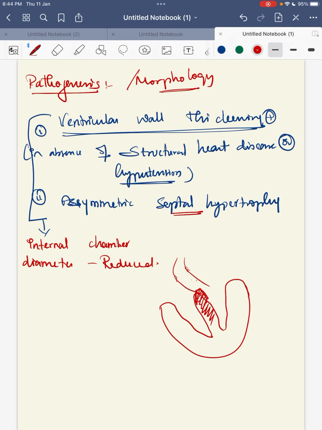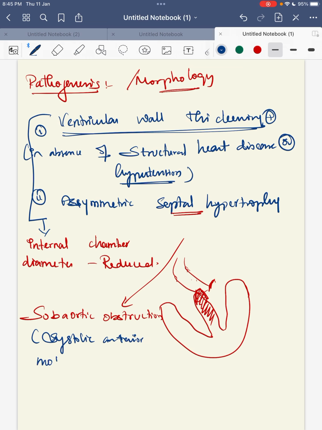Because of this septal hypertrophy, there will be a subaortic obstruction, plus there will be this anterior mitral valve motion. Anterior motion of this mitral valve can also lead on to this subaortic obstruction. So there will be a subaortic obstruction. This subaortic obstruction is mainly caused because of systolic anterior motion of the mitral valve. Okay. So one is subaortic obstruction.